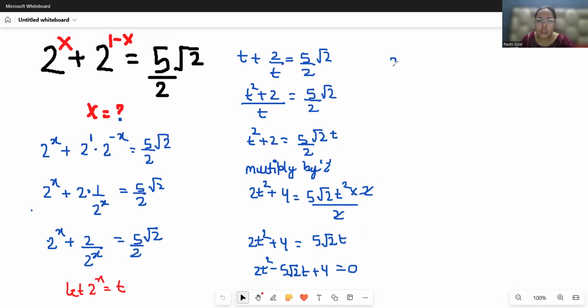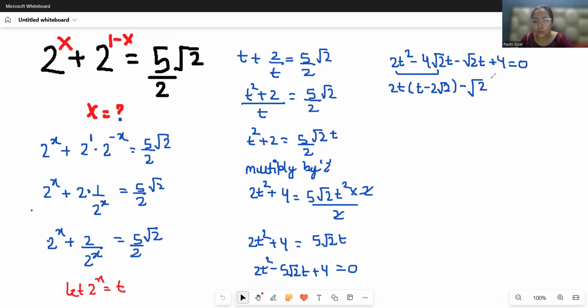Now we can write this 5√2 t as 4√2 t + √2 t, so 2t² - 4√2 t - √2 t + 4 = 0. So we can write this as, take 2t as common: 2t(t - 2√2) - √2(t - 2√2) = 0. Now I can take t - 2√2 as common. So (t - 2√2)(2t - √2) = 0.